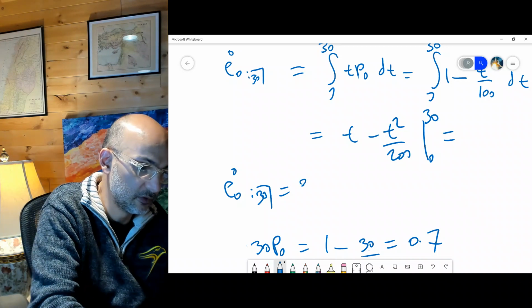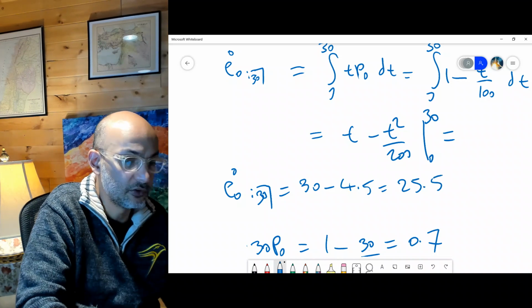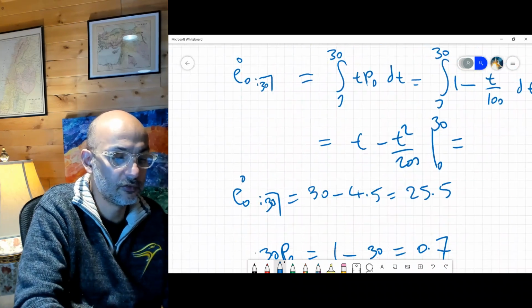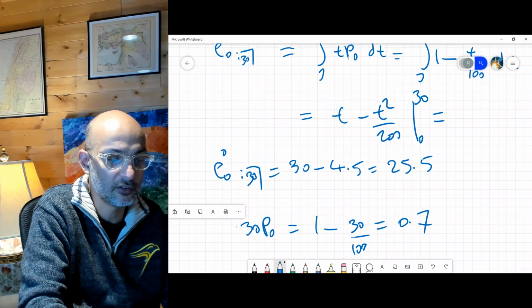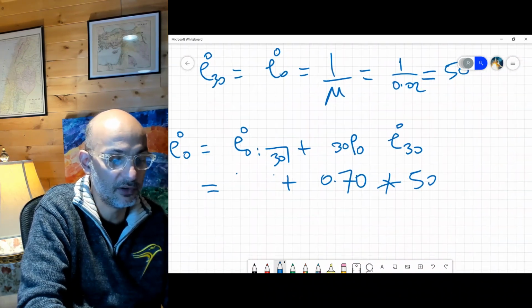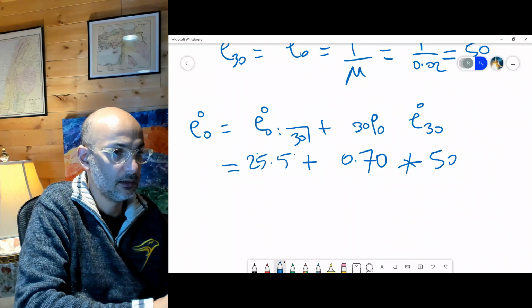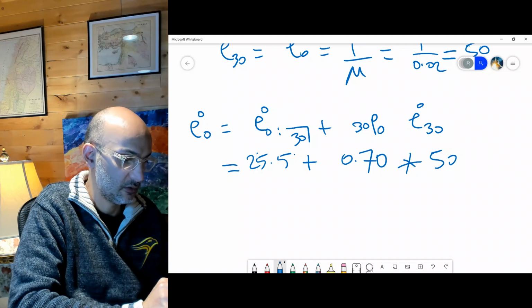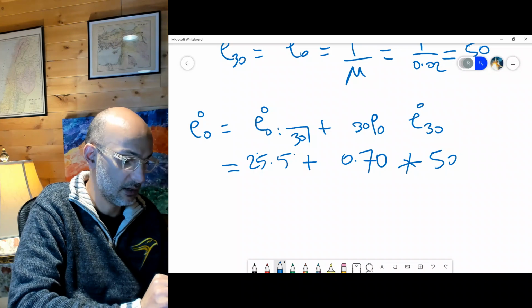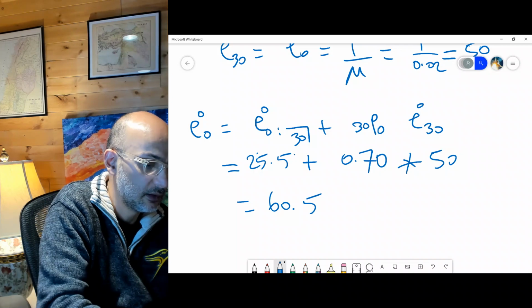It's 30 minus 4.5, which is 25.5. Sorry, correct your note: for the first one, it's 25.5. I made a mistake just in the multiplication. It cannot be 4.5, it just doesn't make any sense. 25.5, right? Now it makes sense. 25.5 plus 0.7 multiplied by 50 is 60.5.